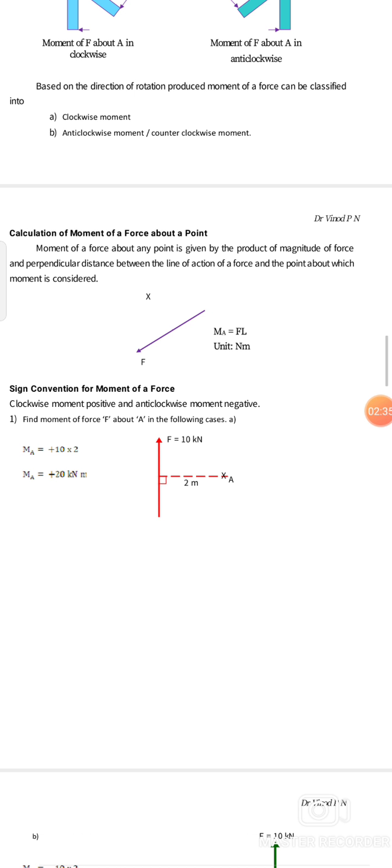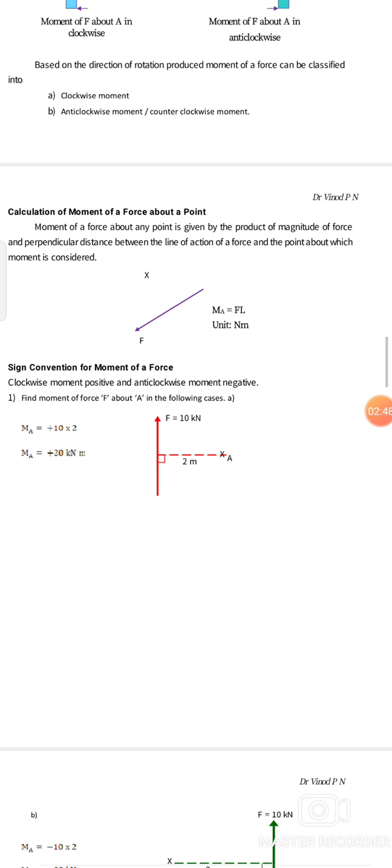That's very important. The SI unit for moment is Newton meter, because it is force into distance. The unit for force is Newton and the unit for distance is meter. So it will be expressed in terms of Newton meter. Then the sign convention: clockwise moment as positive and anti-clockwise moment as negative. There will be examples with respect to the sign conventions to calculate the moment.